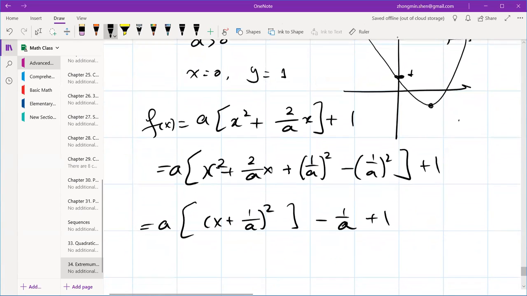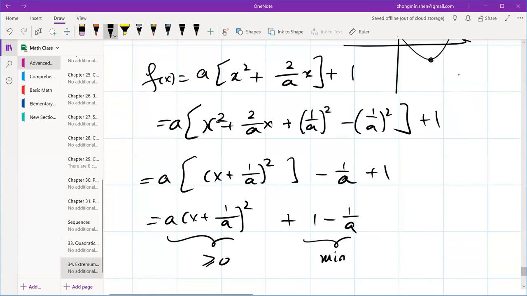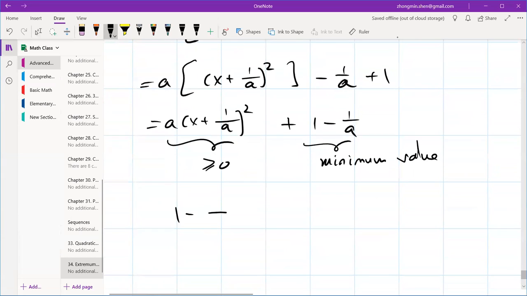So this part is positive, never negative. So this will be the minimum value. Now our minimum value should be -1. So 1 minus 1 over a should be -1. And then 2 equals 1 over a. So that implies a equals 1/2.